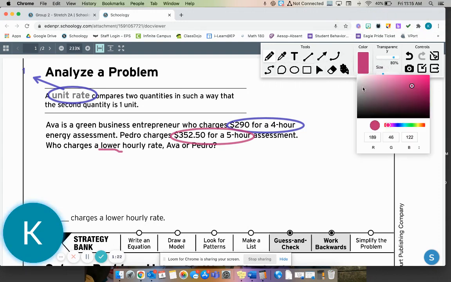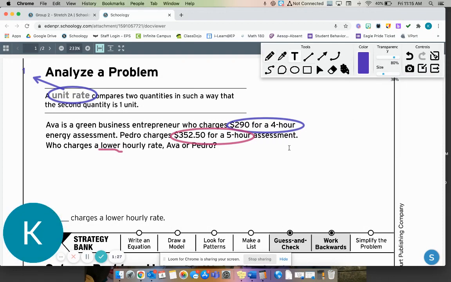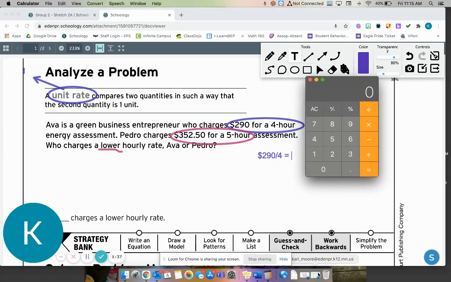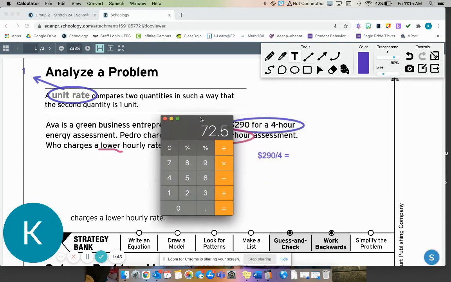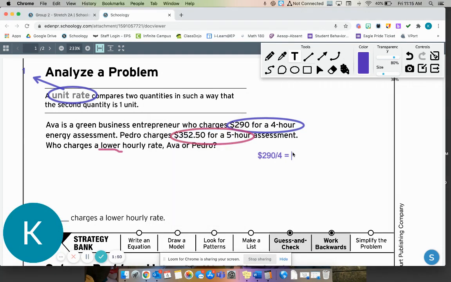So in order to figure out Ava's, we need to take our money, so $290, divided by 4, and that slash means division. If I take my calculator and I take 290 divided by 4, I get $72.5. Now we've talked about this in class before. 72.5. Is that money? It is not quite money because what we need to do is add a 0 at the end.